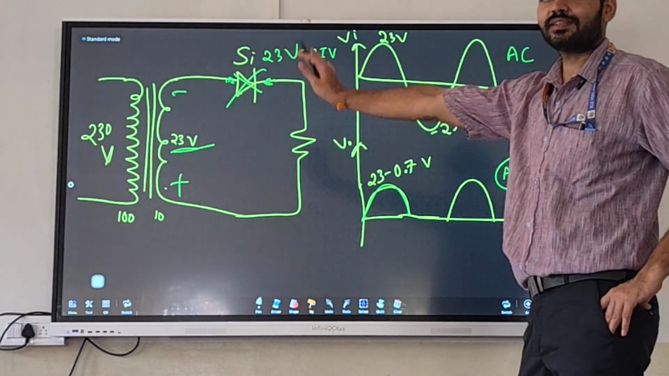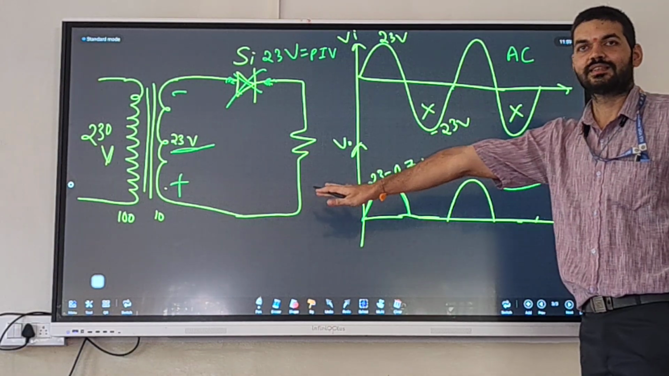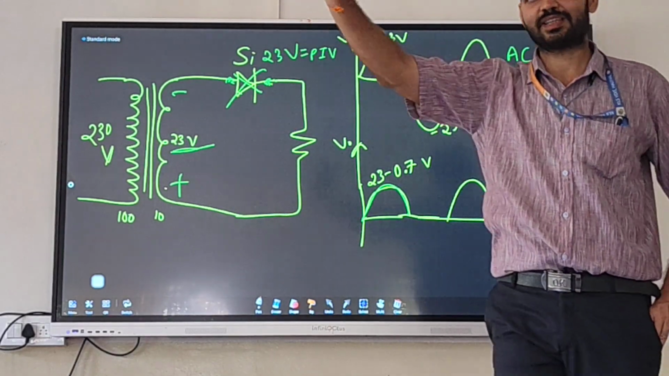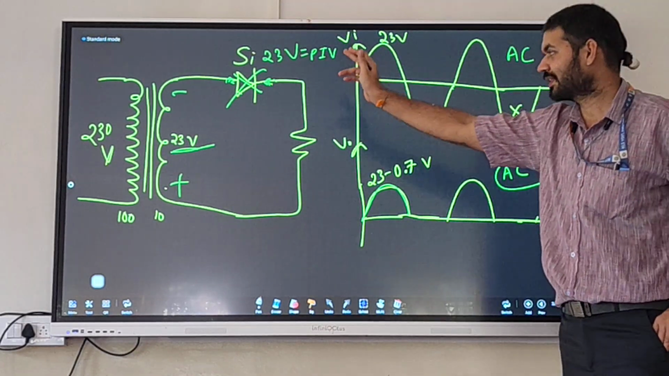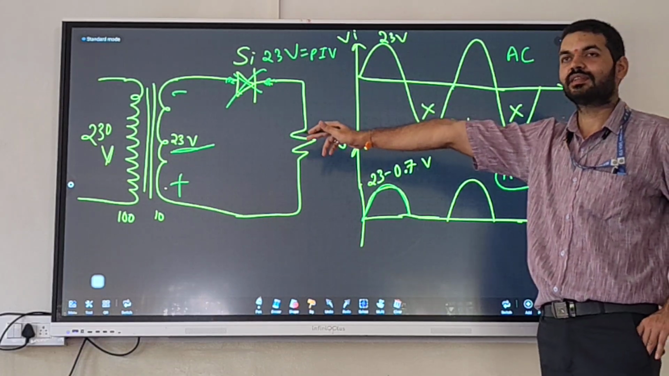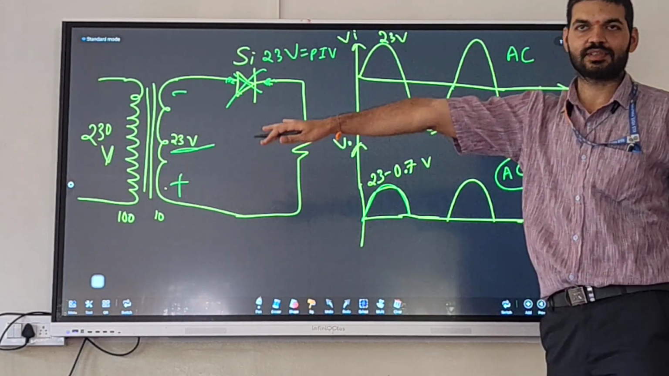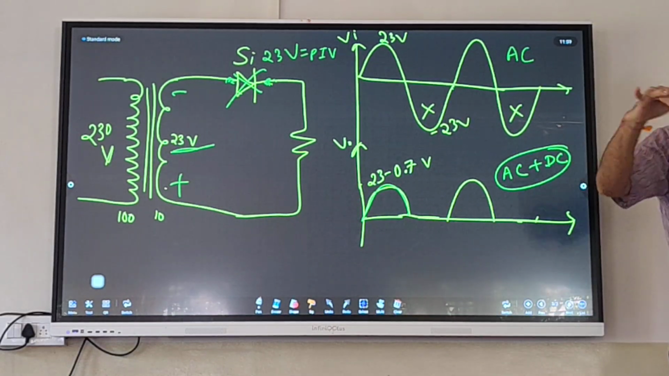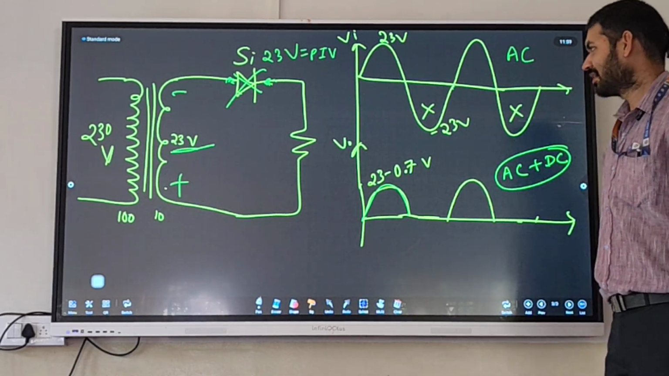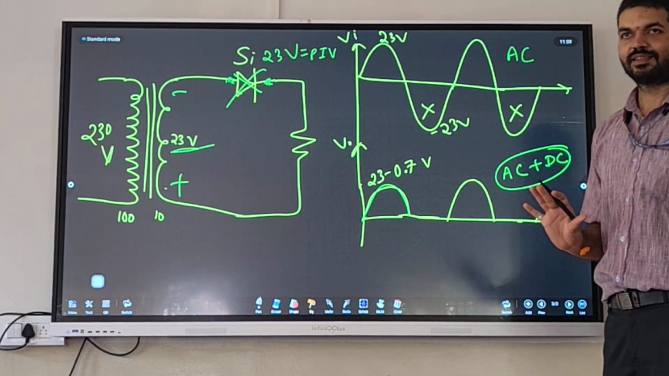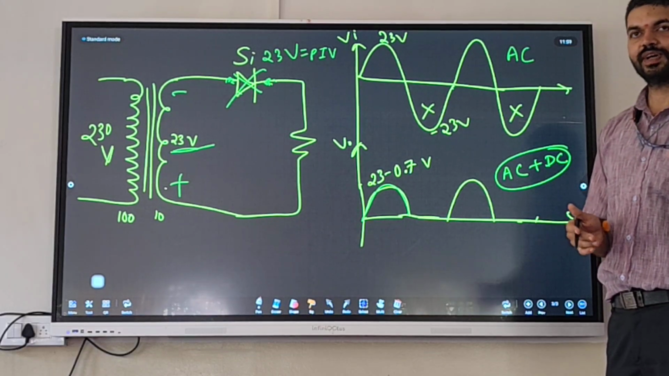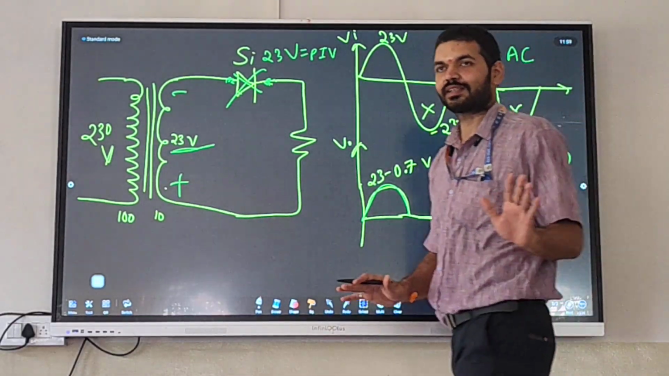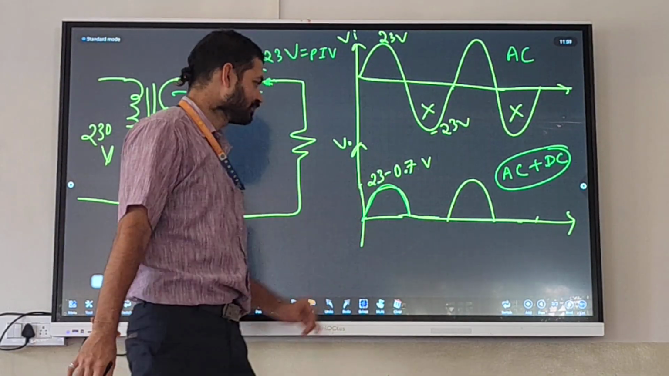So rectifier is a circuit consisting of transformer, diode. Diode is the main component which does rectifier action, converts zero average signal to non-zero average signal, or AC signal to pulsating DC. So rectifier converts AC to DC, partially correct, not completely correct, because this DC is not pure.